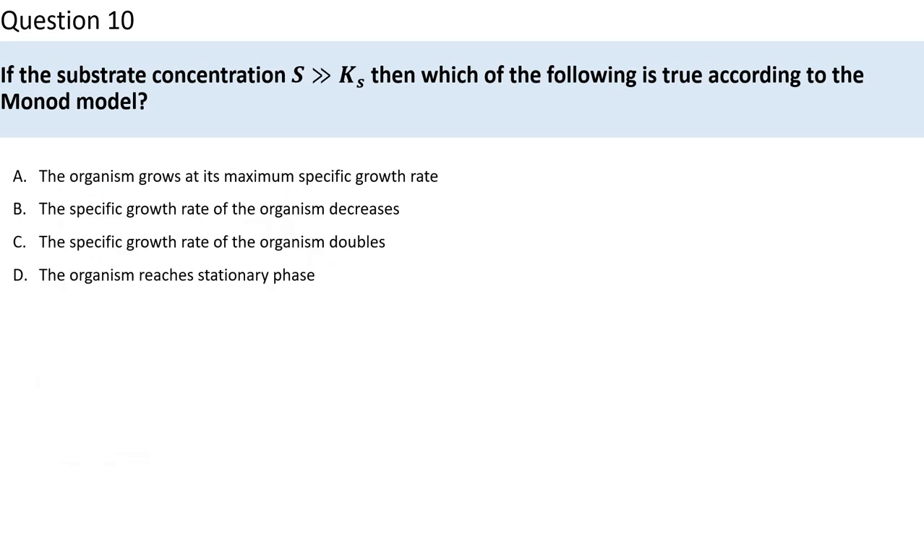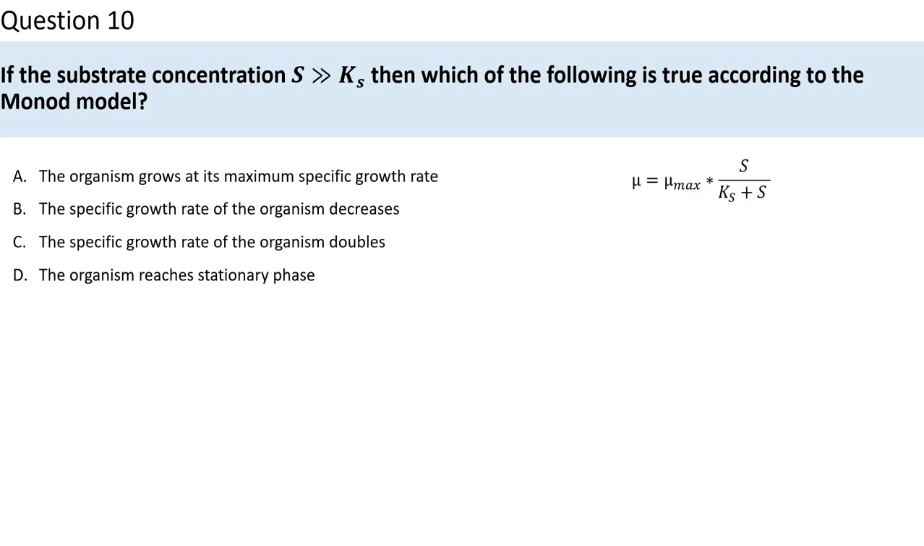Moving on to question 10. If the substrate concentration S is very much greater than Ks, then which of the following is true according to the Monod model? A. The organism grows at its maximum specific growth rate. B. The specific growth rate of the organism decreases. C. The specific growth rate of the organism doubles. D. The organism reaches stationary phase.